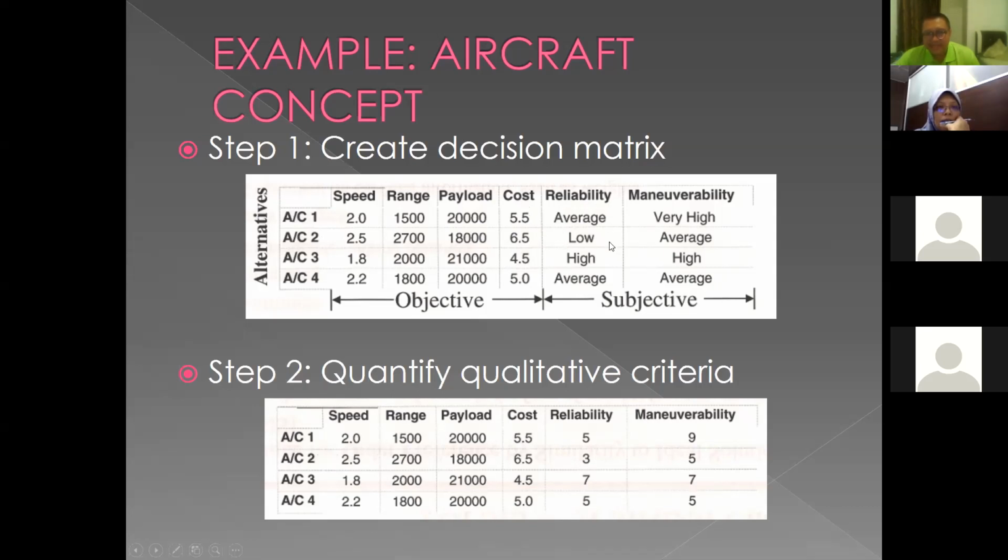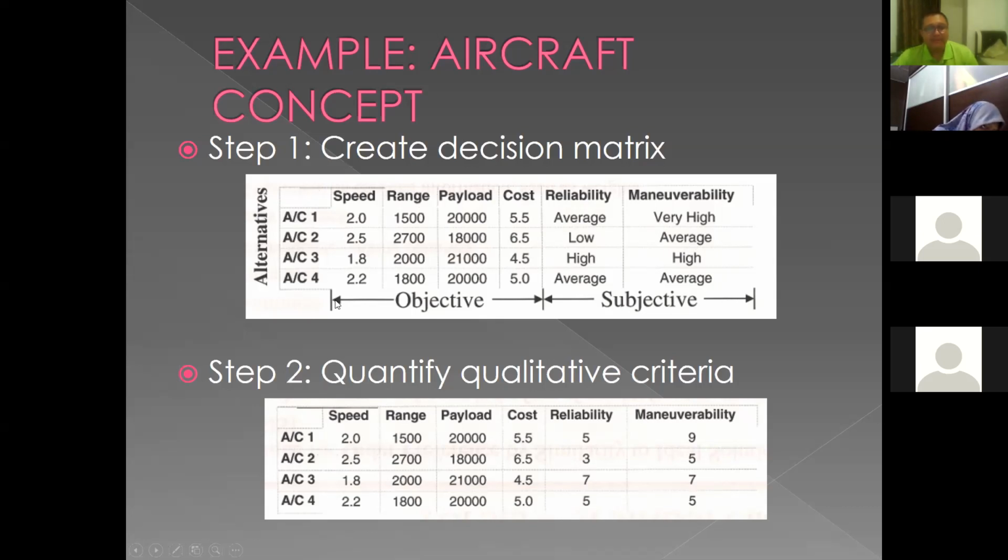And reliability, of course, they put words, so we need to change it into numbers after this. Like this one, maneuverability very high. Very high means the aircraft can turn quickly. Average means it can turn, but not as quick as very high, like this one. Okay, that's enough on step number 1.